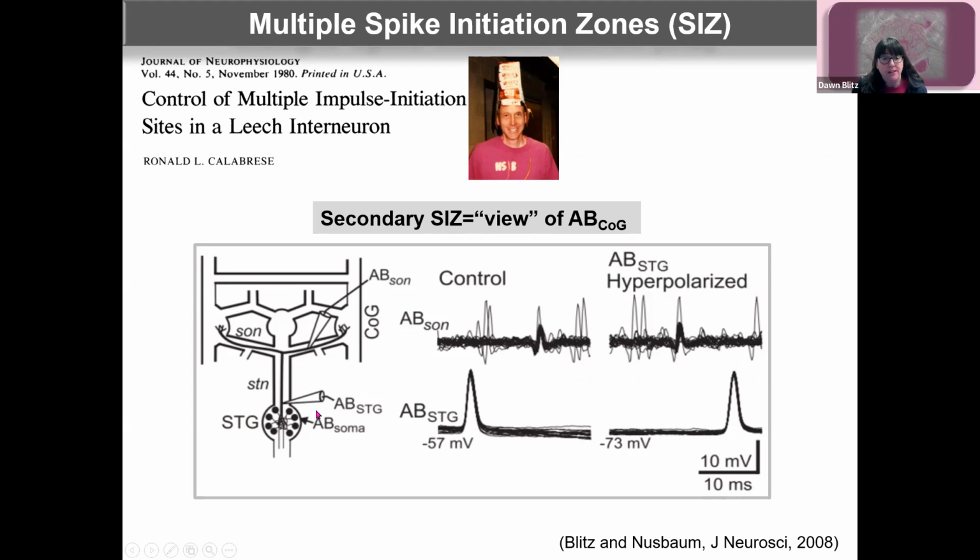But hyperpolarizing the primary site to turn off this spike initiation zone enables another zone that's also rhythmically active up around the COGs to be activated. And so now you see the spike initiates in the SON recording first, and then comes down to my STG recording. So it would have been nice, of course, to get into the AB terminals and really look at what was happening there. But this is a way of viewing what's happening to AB up in the COGs.